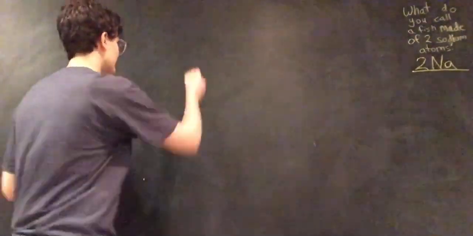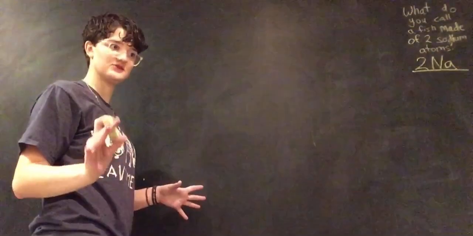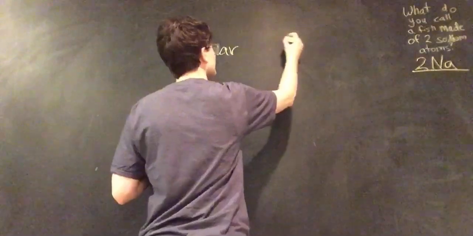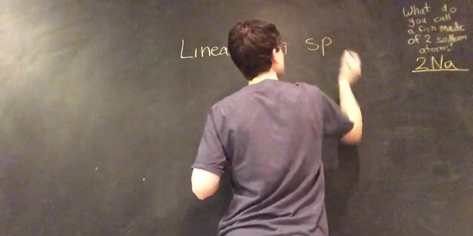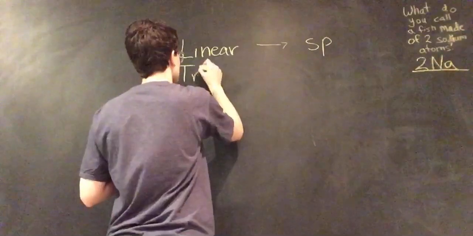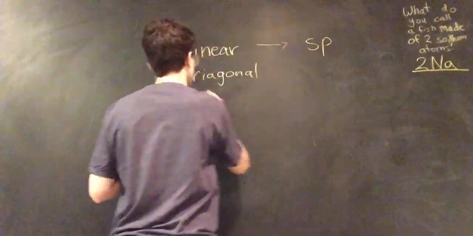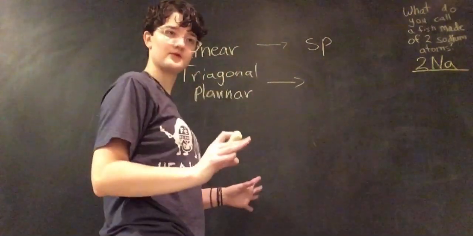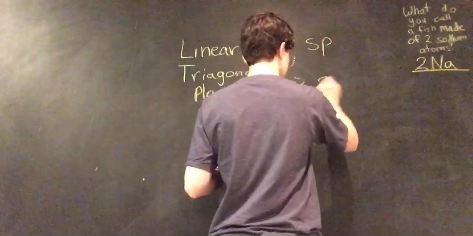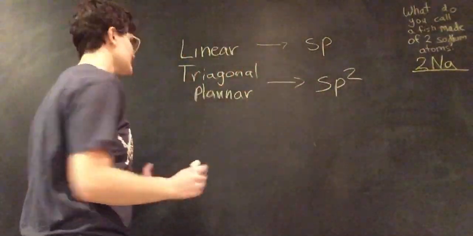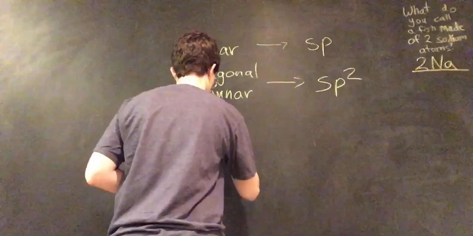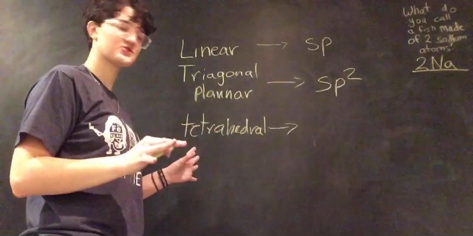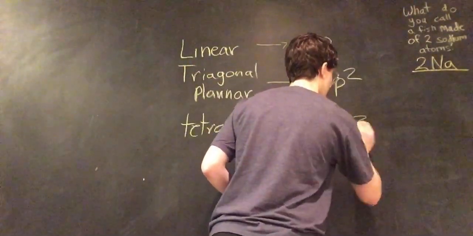So the hybridization for each electron domain geometry goes as follows. Linear electron domains have sp hybridization. Then trigonal planar electron domain geometries have sp2 hybrid orbitals. And then tetrahedral electron domain geometries have sp3 hybridization.